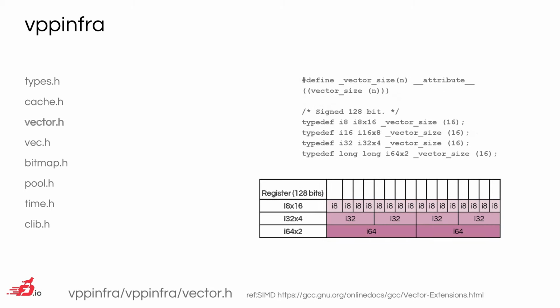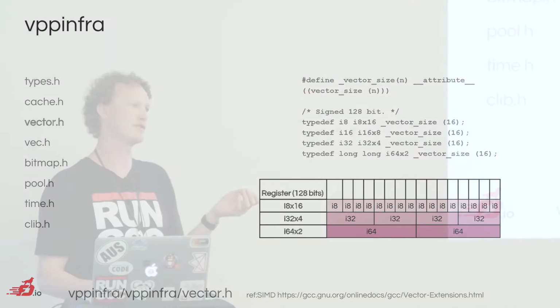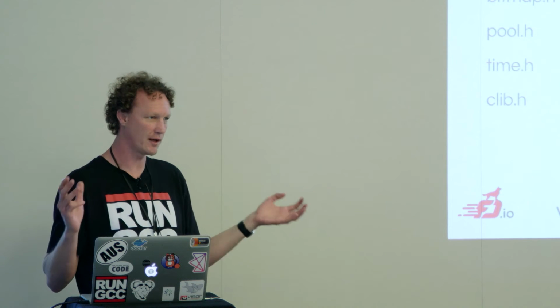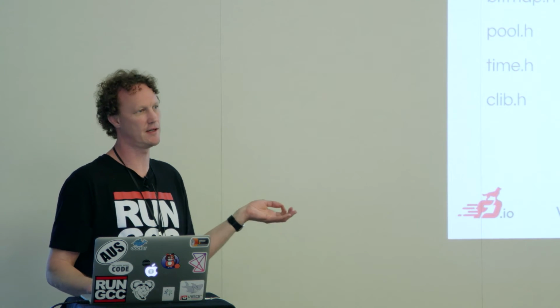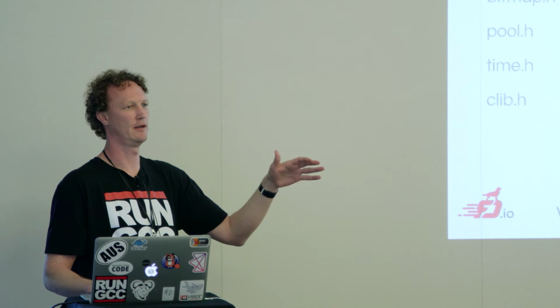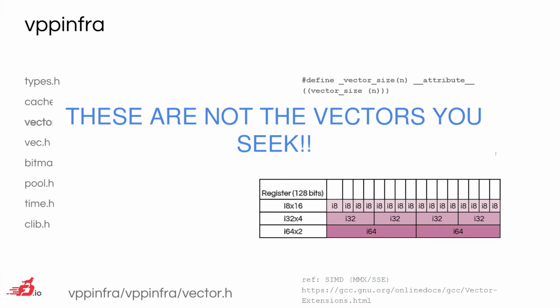Now in vector.h, so we have vector.h and vec.h. In vector.h, we define a bunch of types that are actually for when you're leveraging the SIMD instruction set. So here, I've tried to put a graphic out here, considering you may have a 128-bit register, we can have 16 by 8 bits, right? Or 4 by 32 bits, or 2 by 64 bits. So we define a whole bunch of types for leveraging there. So when you go through the code and you see examples of this particular type, that's pretty much what it's for, right? But these are not the vectors which you seek.